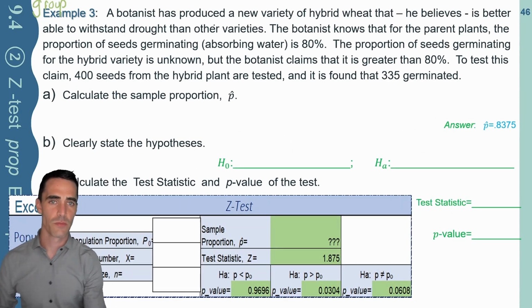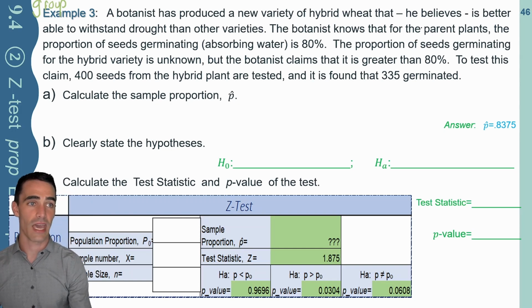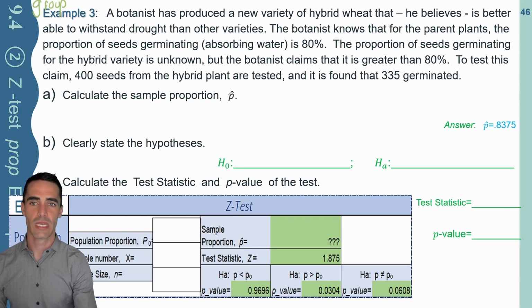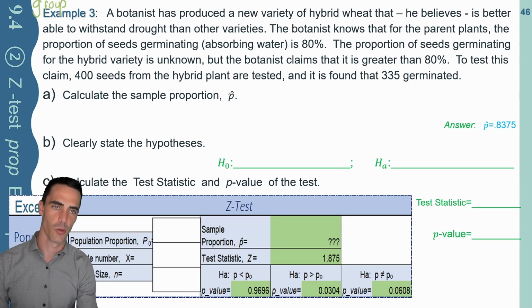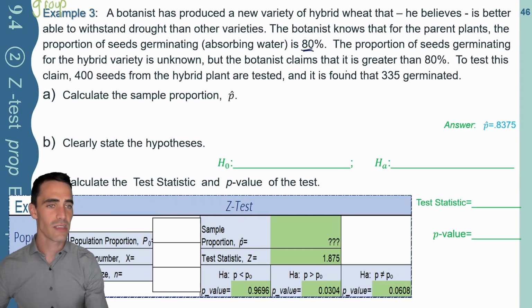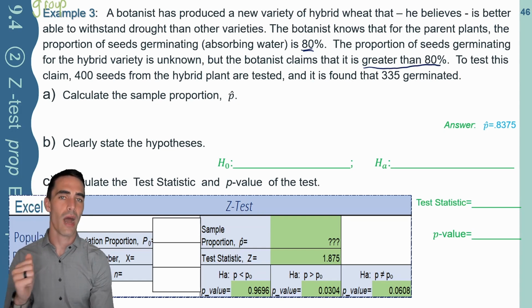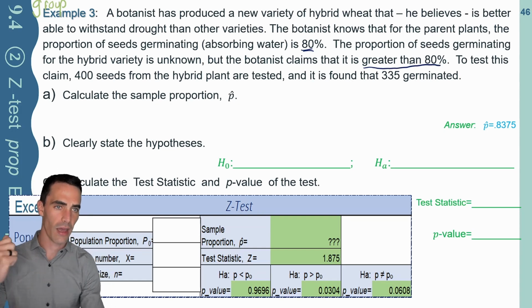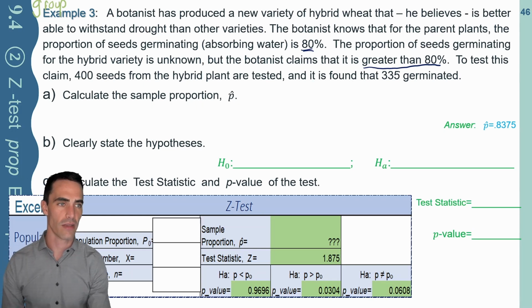A botanist has produced a new variant of hybrid wheat that he believes is better able to withstand drought than other variants. The botanist knows that for the parent plants, the proportion of seeds germinating, that is absorbing water, is 80%. The proportion of the seeds germinating for the hybrid variant is unknown, but the botanist claims that it's actually greater than 80%. Wouldn't that be awesome to show? This new hybrid wheat absorbs water at a higher proportion than the one in the past.